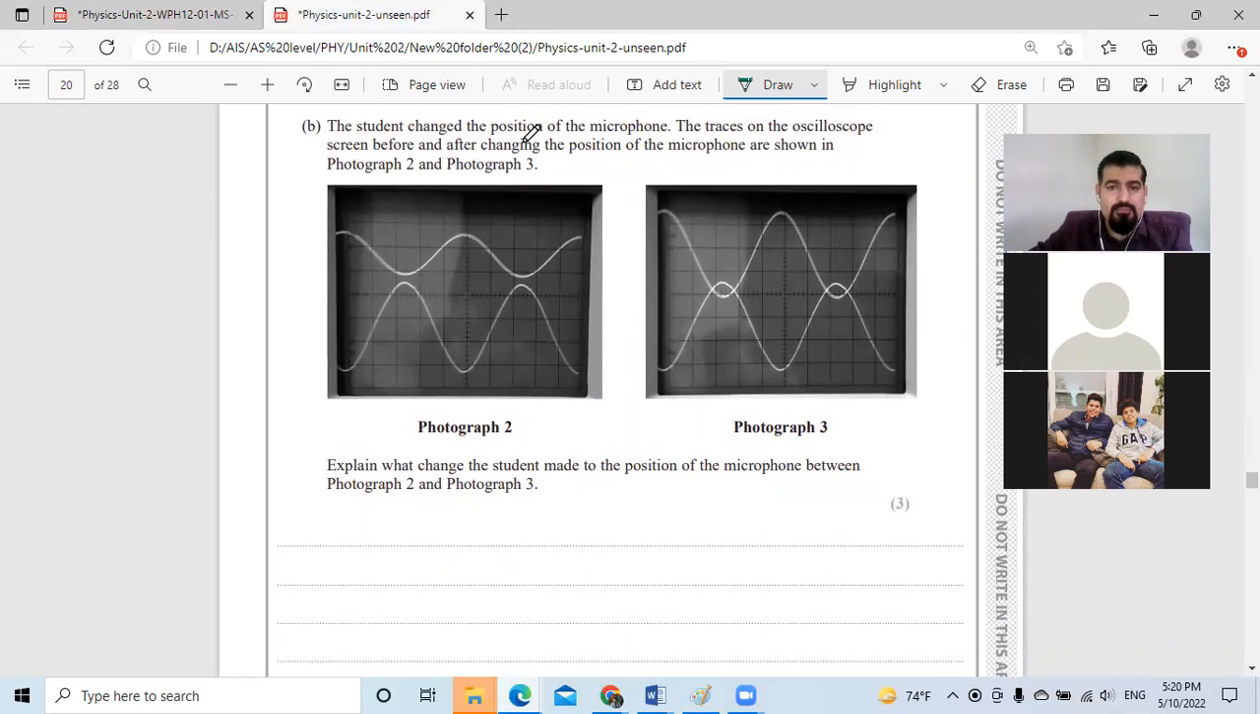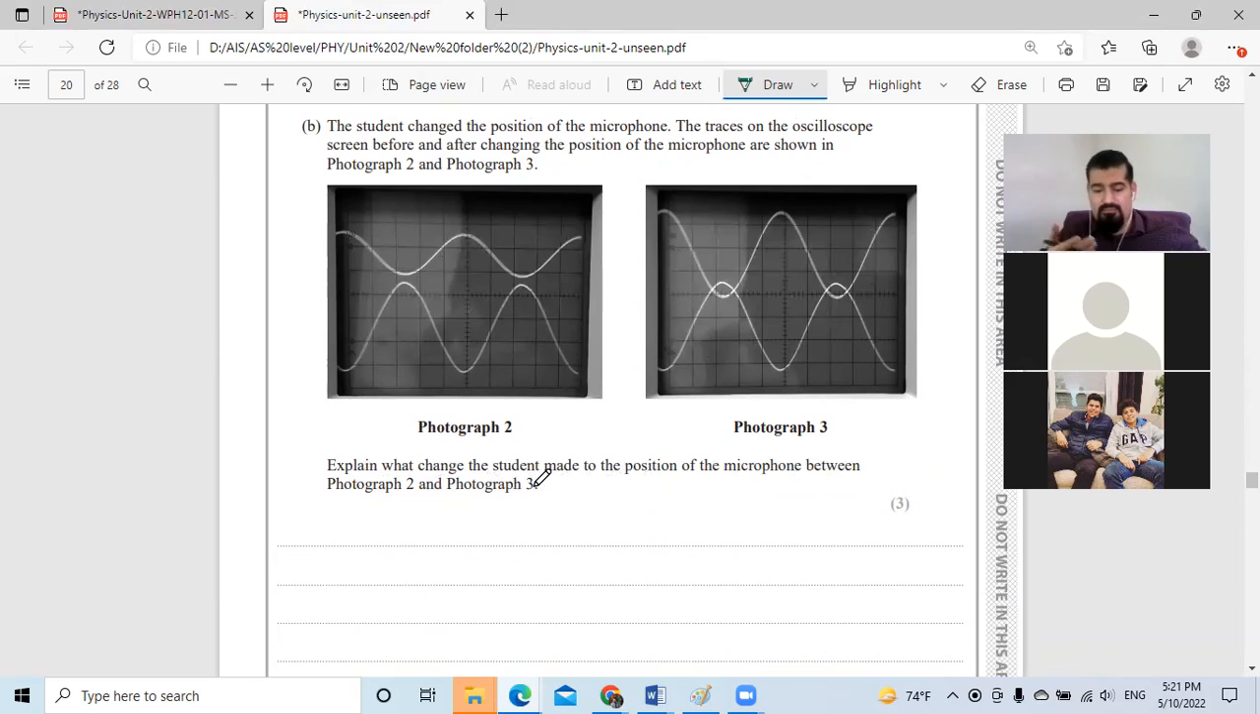What do they ask here in part B? A student changes the position of the microphone. The traces on the oscilloscope screen before and after the change of position of the microphone are shown in photographs 2 and 3. You can see they are antiphase, but the amplitude here is much smaller because the microphone is away. But here the amplitude is approximately similar. Explain what changes the student made to the position of the microphone between photograph 2 and photograph 3.